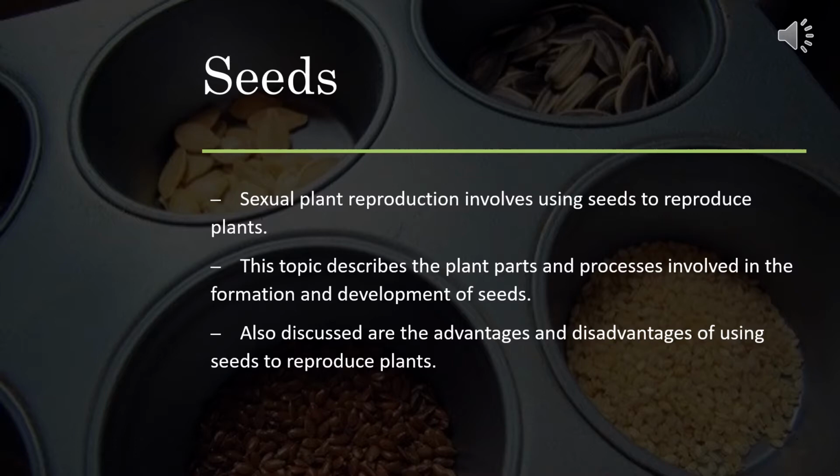So in this lecture, we are going to talk about the different plant parts. We're going to talk about the processes. We're going to talk about formation and development of seeds, as well as the advantages and disadvantages of using seeds for plant reproduction. Then we are going to go into part 2 of this lecture and discuss cross-pollination.